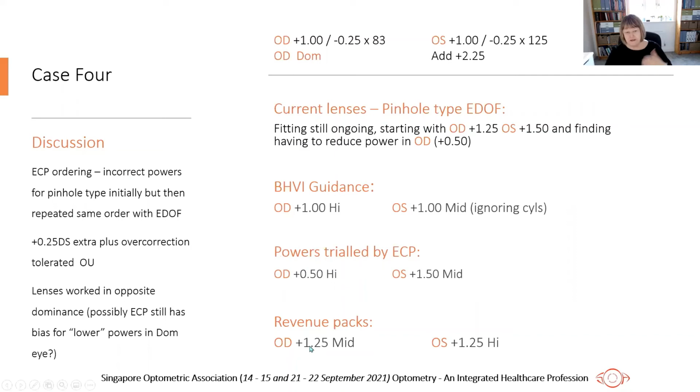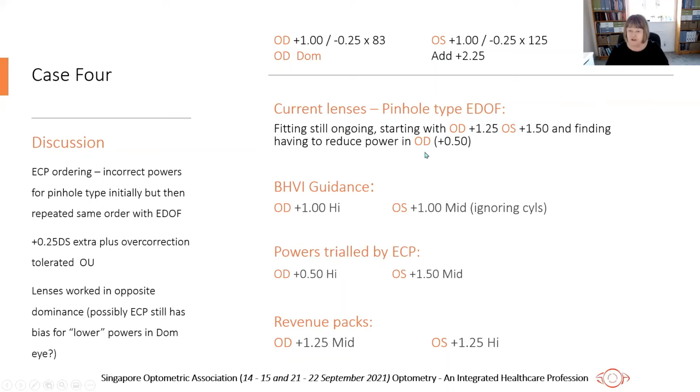Now, this is an example of swapping from one type to another within the EDOF type lenses. The patient was wearing the pinhole type, or started to wear them. The ECP had started them off and then decided to swap them halfway through fitting to BHVI EDOF lenses. Now I'm showing this as it's all completely genuine, so it may look a little bit confusing, but basically the ECP decided to start off with these lenses, even though that wasn't particularly the guidance for this type of lens.